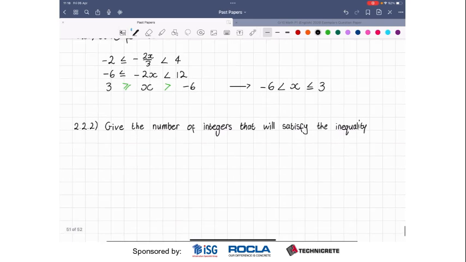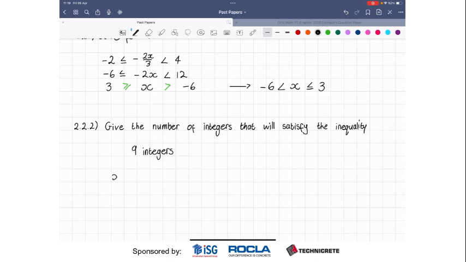Okay, and then the next part asks me to give the number of integers that will satisfy the inequality. So the integers that are going to satisfy the inequalities are the ones that lie in this interval, this negative 6, not including negative 6, and up to 3. But now I am including 3 because I've got an equal to here and I don't have an equal to here. So I'm going to start with the integers above negative 6. So the first one is going to be negative 5, then negative 4, up until 0. And then I've got 1, 2, and 3 is going to be included. And I can just count those up. And the number of integers is going to be 9.